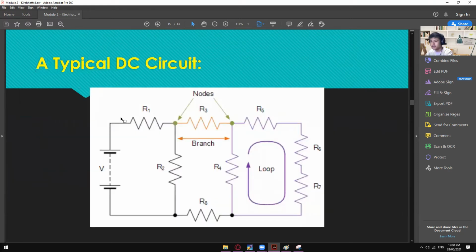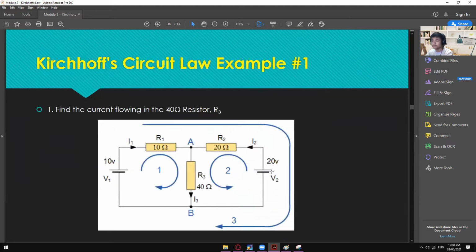Okay, so another example of a typical circuit. Loop, another loop right here. So your nodes, and then a branch right here, another branch, another branch, another branch, another branch, and then another branch. Okay, so let's have an example.